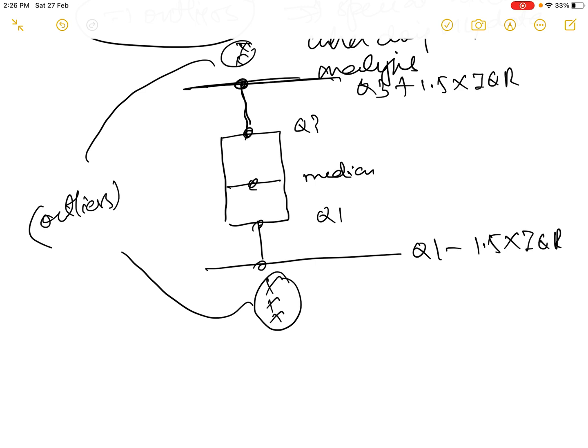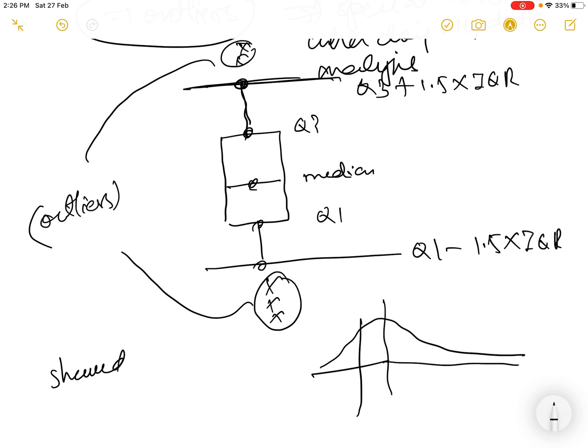Now, what other information can you derive? This is an often asked question in interviews. One point is that you can also find out whether your data set is skewed or not. Skewed means it is like this, so you see that it is skewed here. How will you find whether your data set is skewed or not?